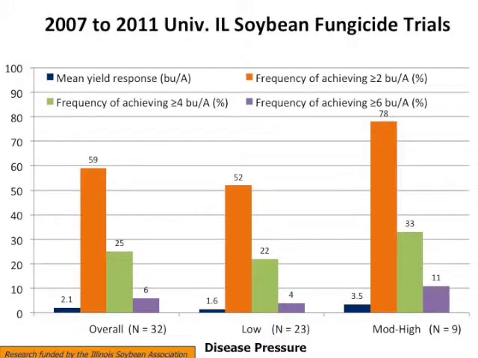Now we don't see these drastic changes in our yield responses on soybean as we do on corn. On corn we can have a 12 bushel an acre yield response. On soybean, we tend to see this consistent 2 bushel an acre yield response, and I'll show you some more data here that will show you this.